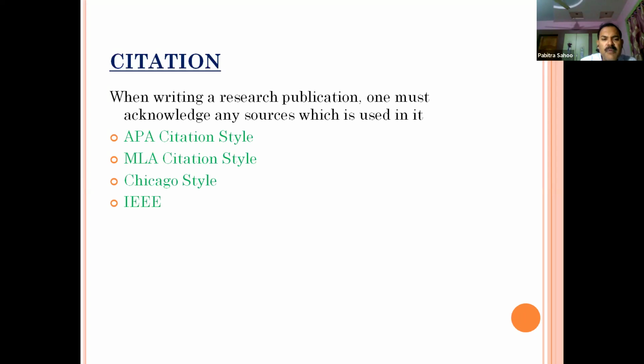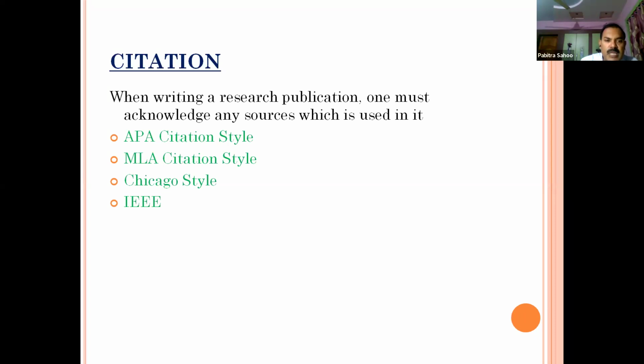The best and current method of citation is the Institute of Electrical and Electronics Engineers method, the IEEE method. This is the current method used in most articles in the health field. Citations are presented in the form of numbers. The numbers can be in a square bracket or round bracket, and can be mentioned before the full stop or after the full stop. All these things have to be followed as per the requirement of the journal.